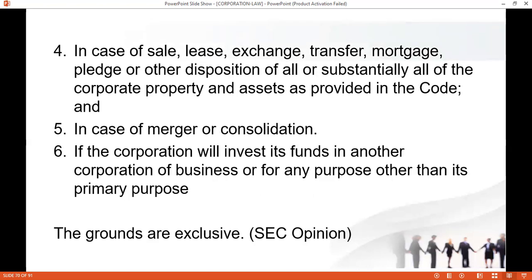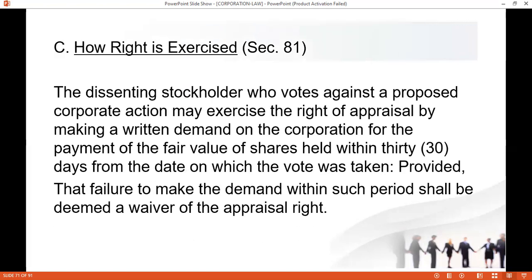In case of lease, sale, exchange, transfer, mortgage, pledge, or other disposition of all or substantially all of the corporate property and assets as provided in the code. Okay, kung magbibenta na yung corporation ng all properties, corporate properties, nanalo, nakuha nila yung 2/3, ikaw yung nasa 1/3 na naiwan. So, pwede mong exercise yung appraisal right. In case of merger or consolidation, if the corporation will invest its funds in another corporation, ito yung example natin kanina. And take note that the grounds are exclusive. Meaning, kung hindi kasali dito sa mga instances na ito, you cannot exercise your appraisal right.